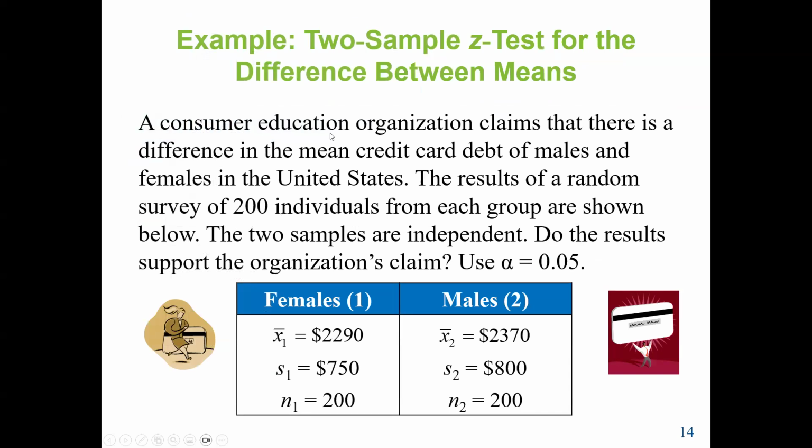So here we see a consumer education organization claims that there is a difference in the mean credit card debt of males and females in the United States. Now, the results of a random survey of 200 individuals from each group are shown below. The two samples are independent. Do the results support the organization's claim? Here we are assuming alpha, the level of significance, is 0.05. Based on the data, they gave us the females section and the males: the sample mean, the sample standard deviation, and the sample size. The same thing applies to the males also.